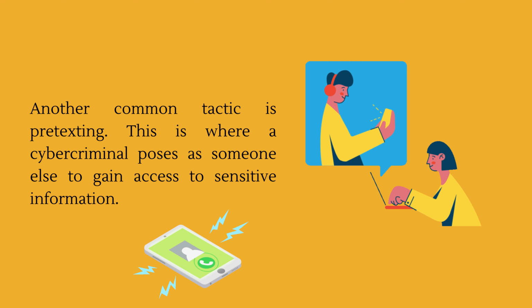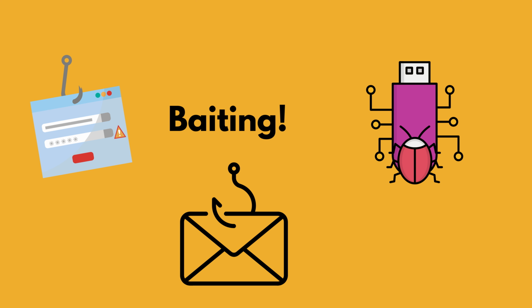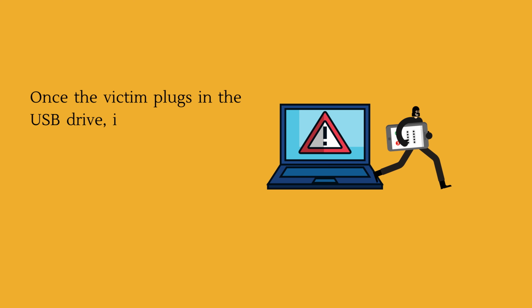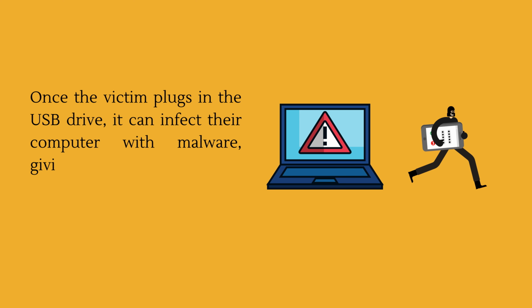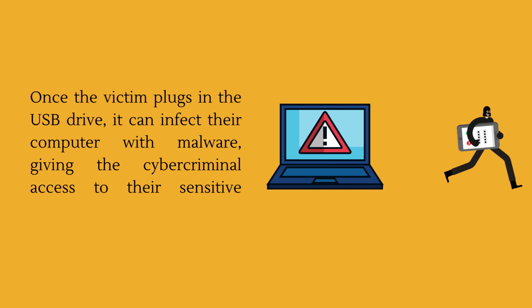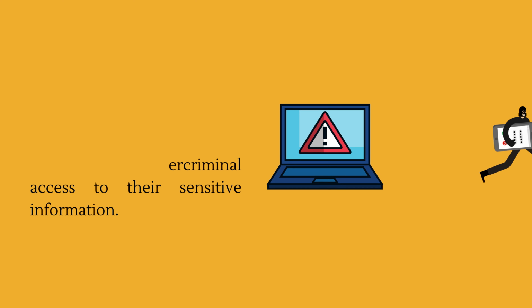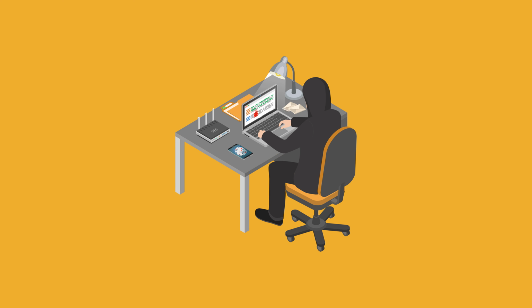Finally, there's baiting. This is where a cybercriminal leaves a physical item, such as a USB drive, in a public place, hoping that someone will pick it up and plug it into their computer. Once the victim plugs in the USB drive, it can infect their computer with malware, giving the cybercriminal access to their sensitive information.